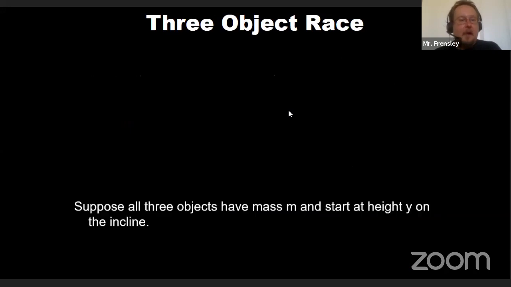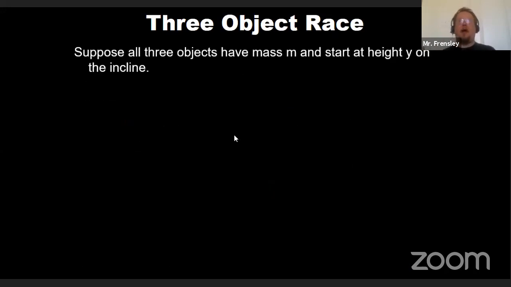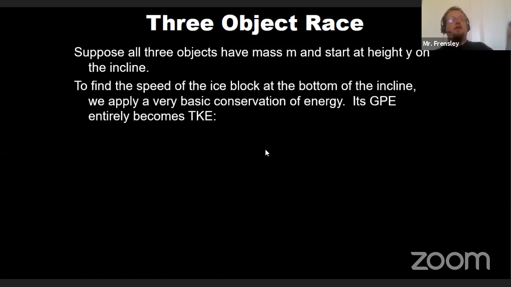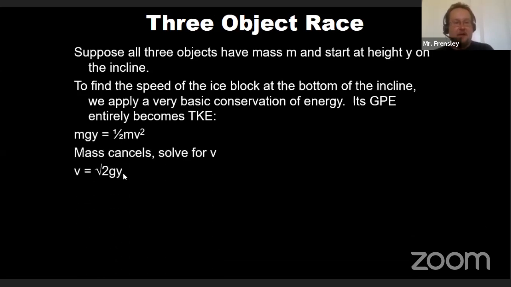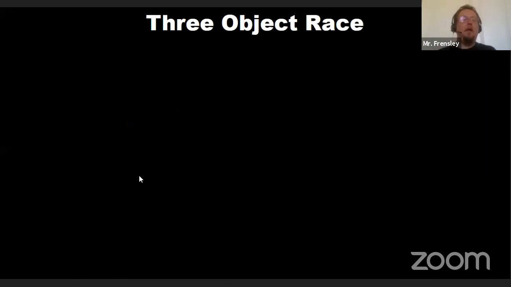Yay. Okay. So let's show this mathematically. Let's say all the objects have the same mass m, they start at the same height y, okay? To find the speed of the ice block, that's really easy. We're just going to take potential energy and make it translational kinetic energy. So then you're just going to get v equals radical 2gy. Okay, great. That should be easy. I hope you don't have to go back and see that.